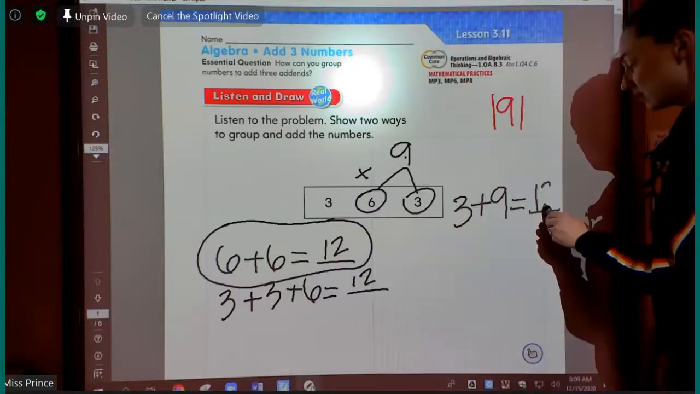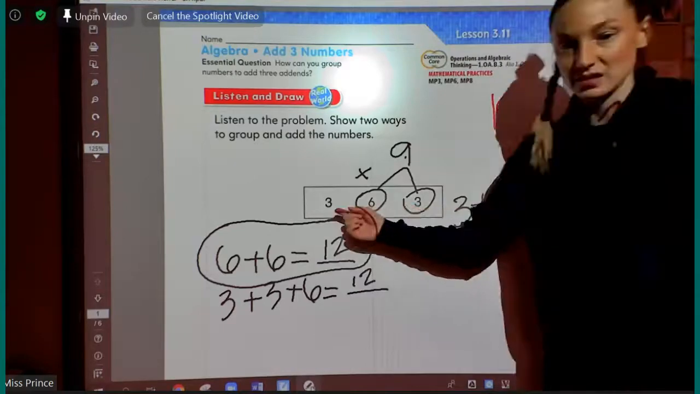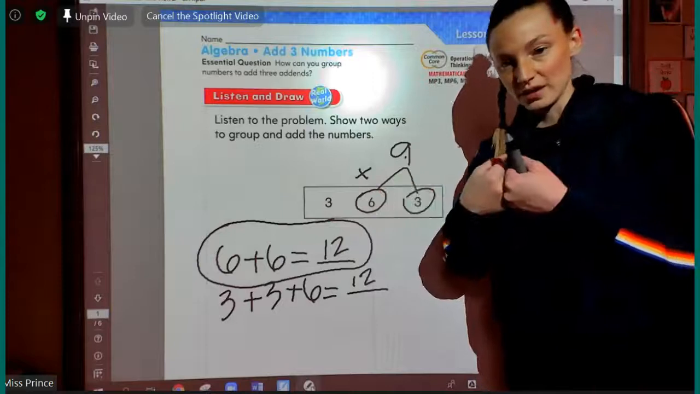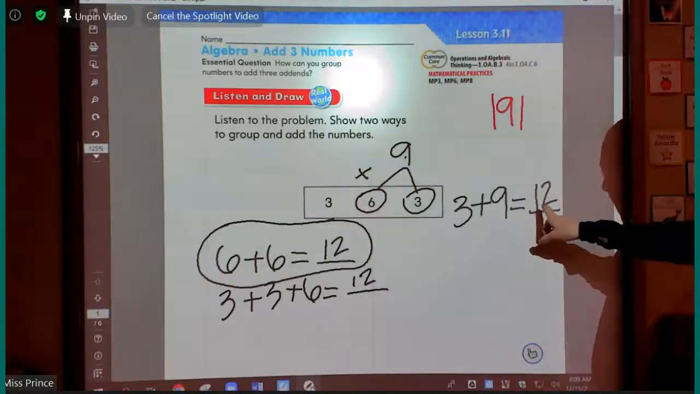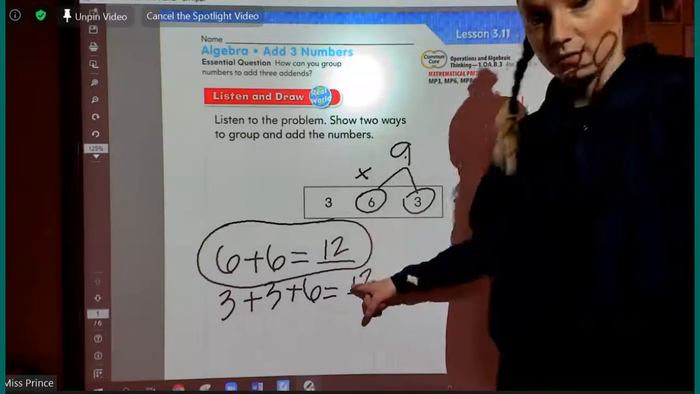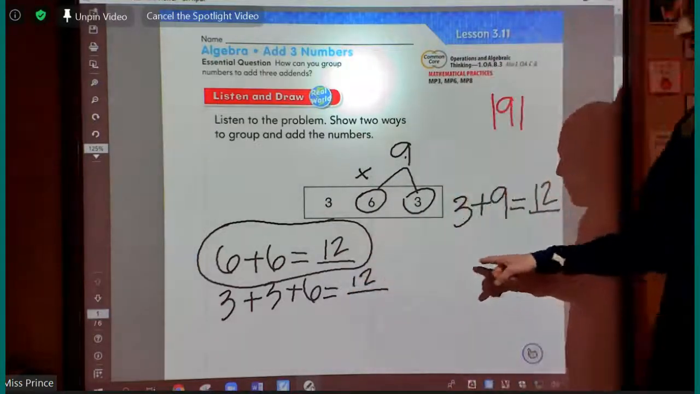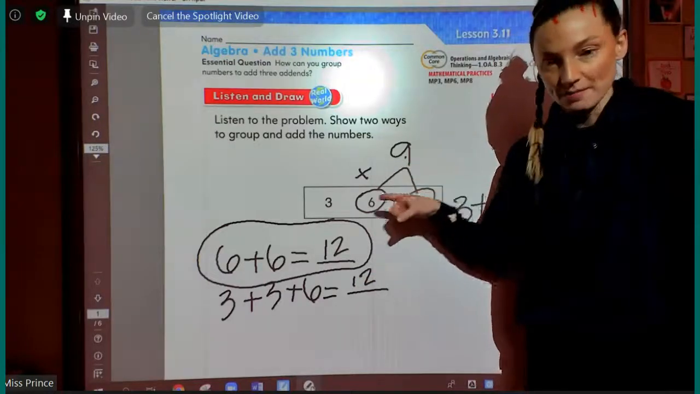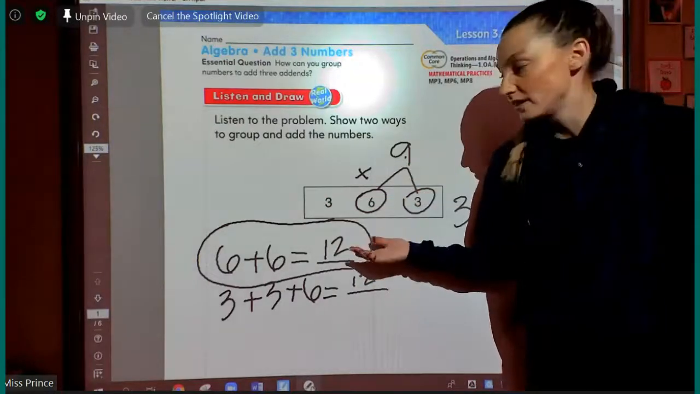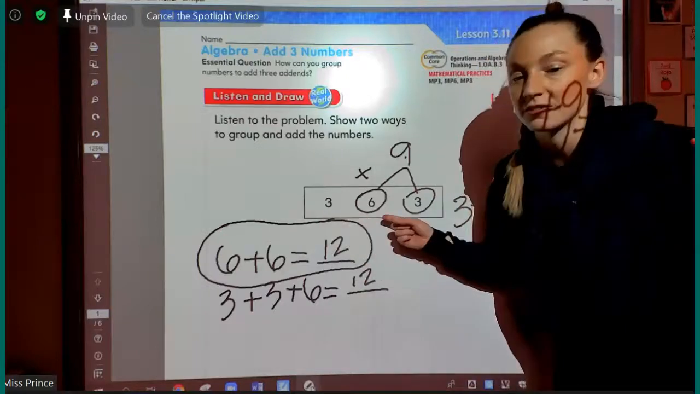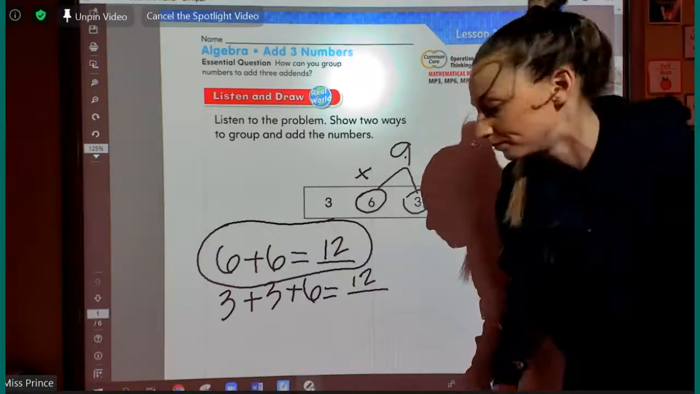And we should get 12 because we're not changing these numbers. We're just choosing the other ones to add together. So we should still be getting 12 every single time, which we did. So we know that we did it the right way. So we're going to keep practicing grouping 2 of these numbers together. And then our addition problem will be so much easier than having to add 3 different numbers every single time.